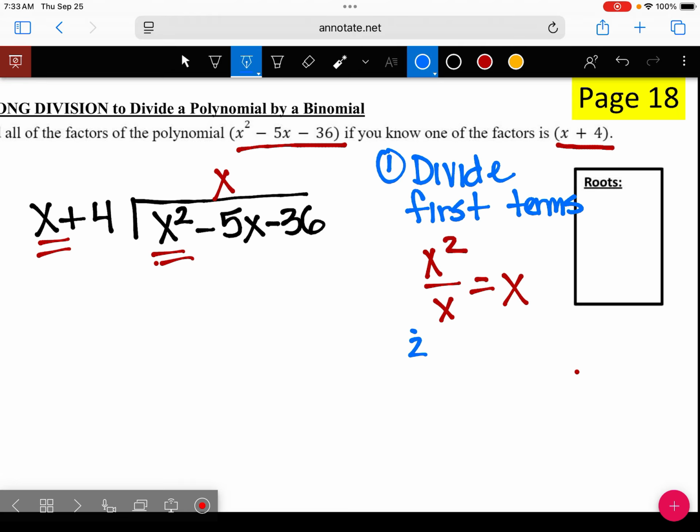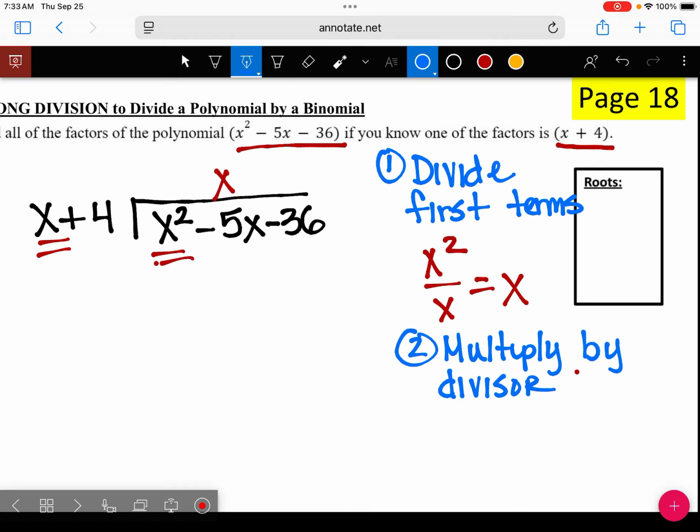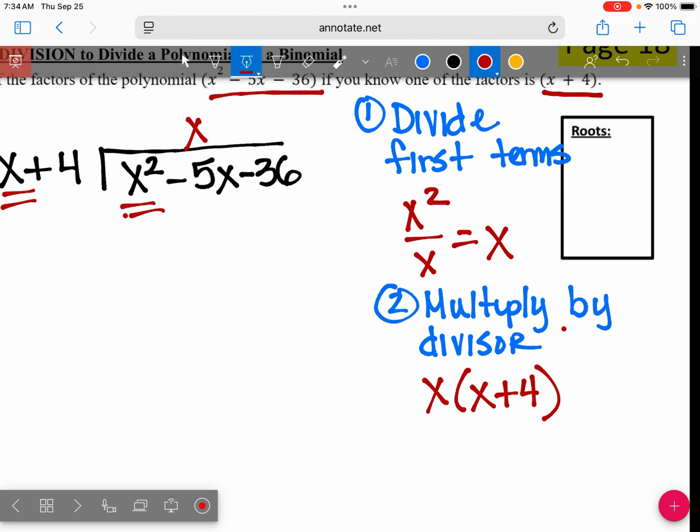Step number 2 is to multiply whatever you get by your divisor, which in this example is x plus 4. So I'm going to take this x and multiply it by x plus 4. x times x plus 4 is x squared plus 4x. Now, when you write it underneath, it's important that you line up your like terms. So I'm going to put the x squared here and the 4x here.